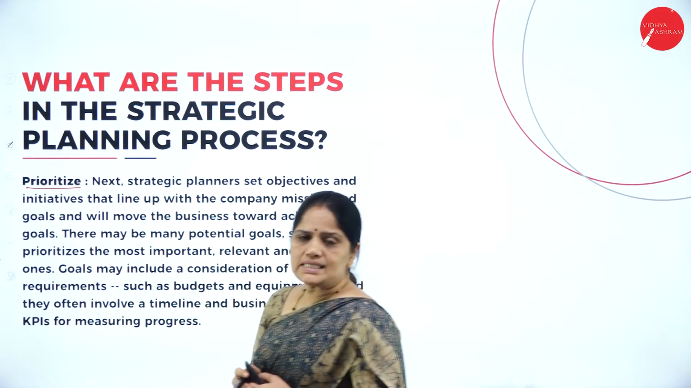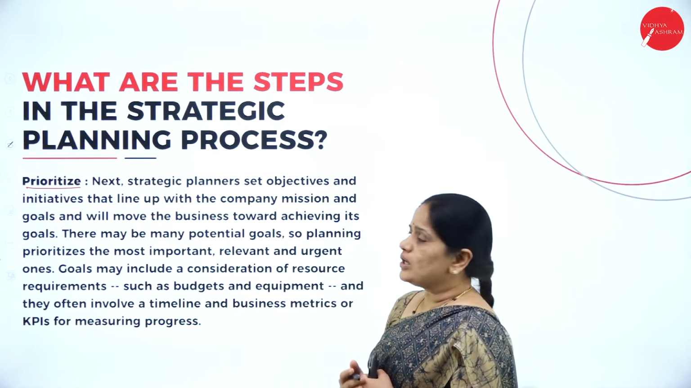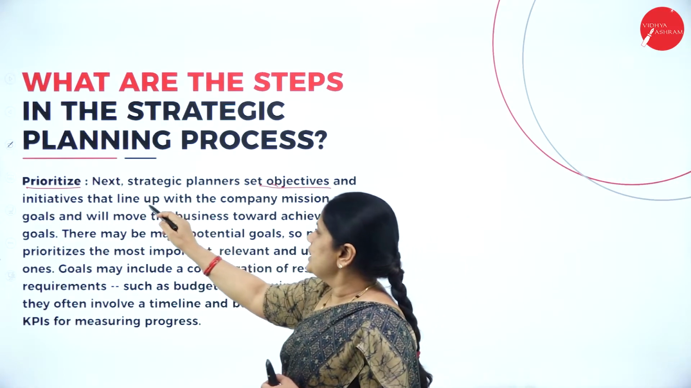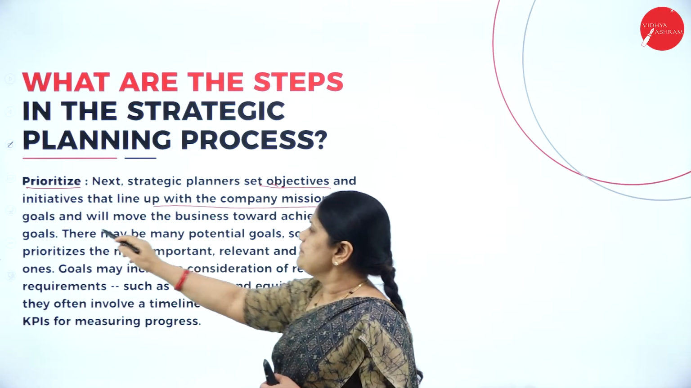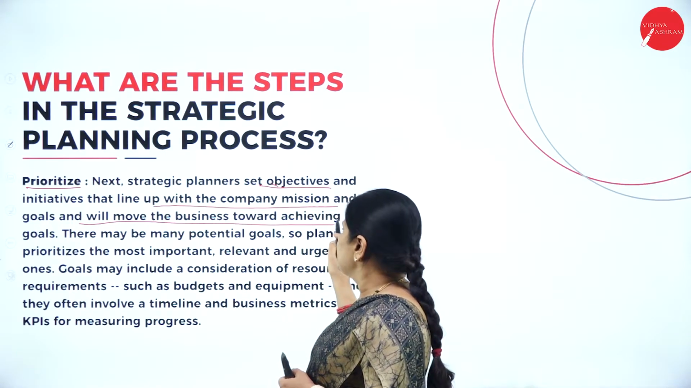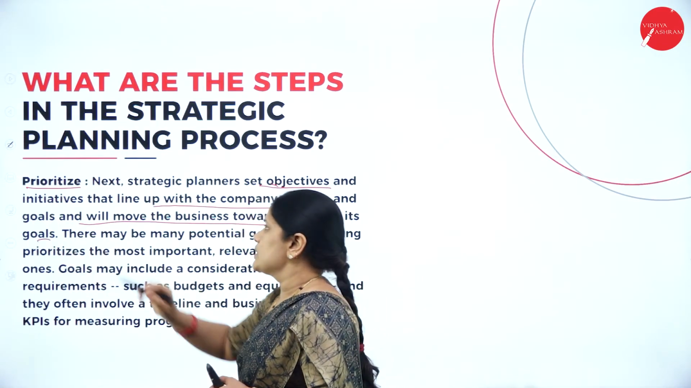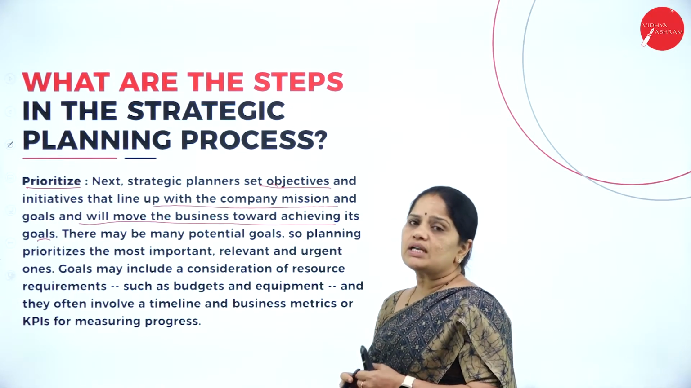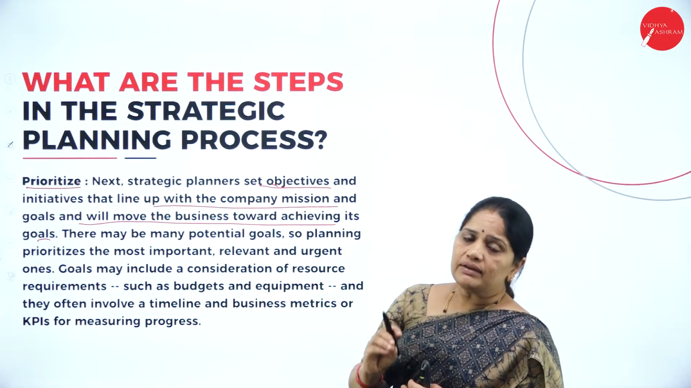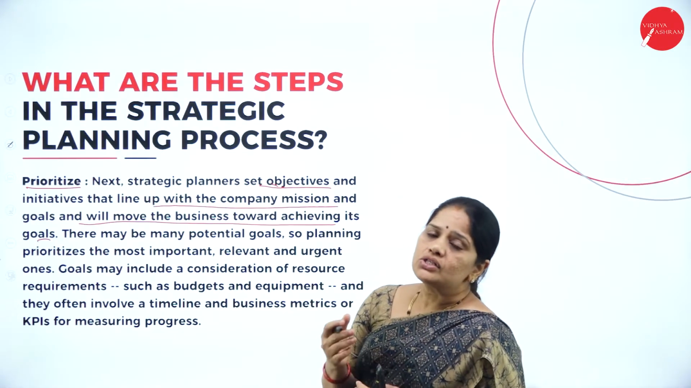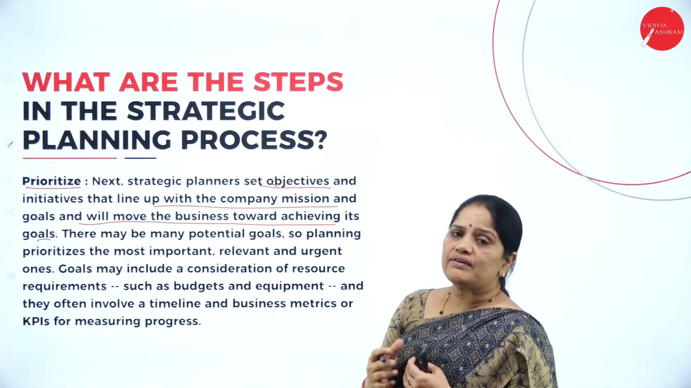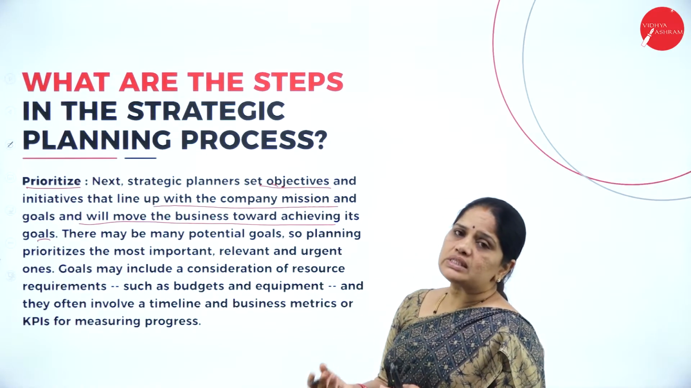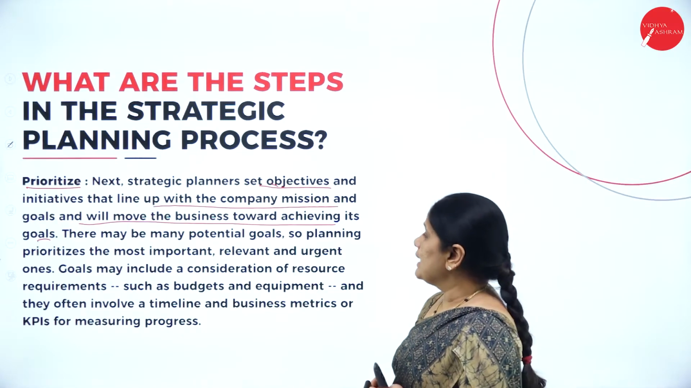Now, the next step in the planning process is prioritize. In this, planners set objectives and initiatives that line up with the company's mission and goals and move the business towards achieving its goals. So, next is prioritize. We have to see what are the areas in which the priority has to be given. Based on the company's mission and vision, the goals will be set for the company, and based on the goals, the activities of the company will be undertaken.